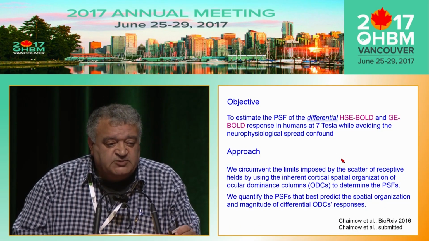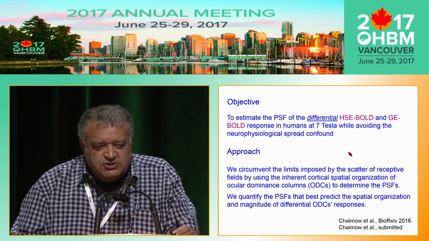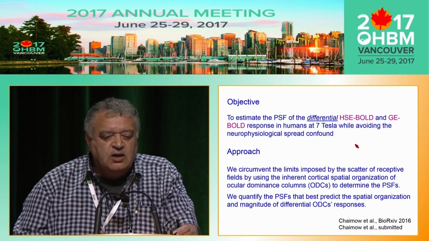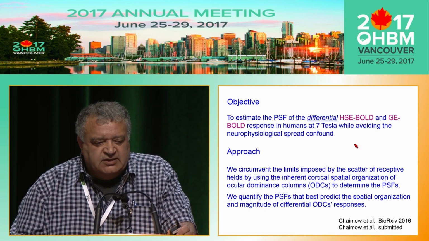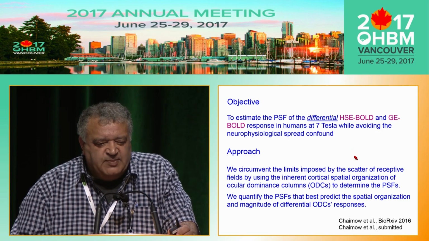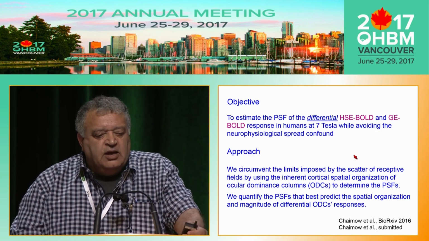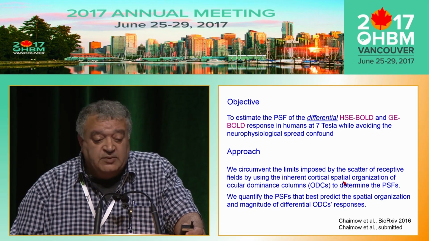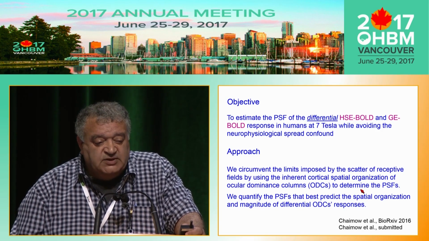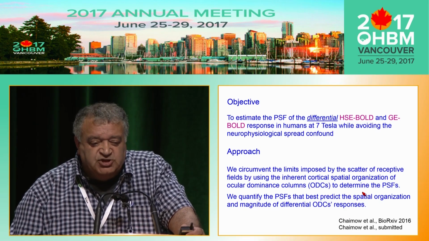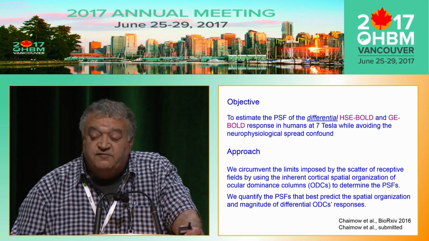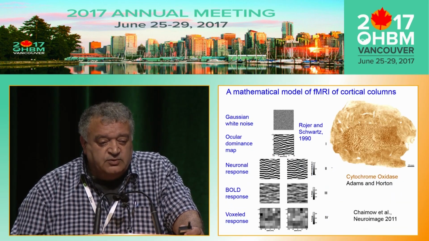So the objective of the first part is to estimate the point spread function of differential spin echo and gradient echo BOLD responses in humans at 7 Tesla while avoiding the neurophysiological spread confound. In order to circumvent the limits imposed by the scatter of receptive fields, we use the inherent cortical spatial organization for ocular dominance columns to determine the point spread function. We quantify the point spread function that best predicts the spatial organization and magnitude of differential ocular dominance responses.